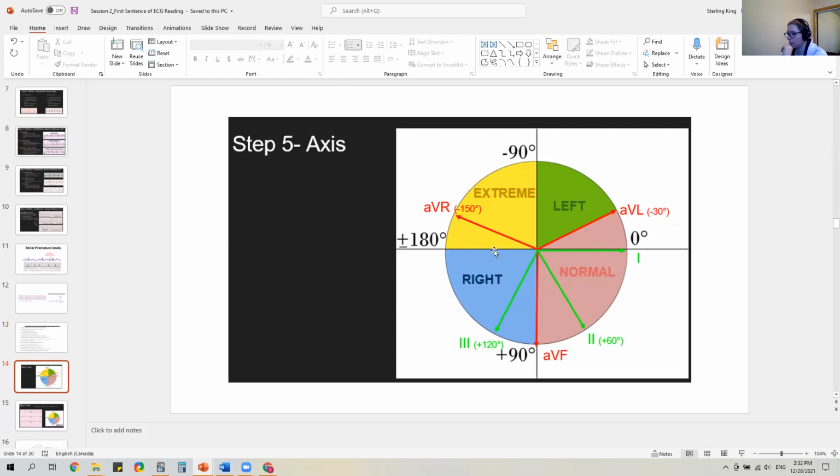And then we have extreme, they say extreme right. I mean, you could say it's extreme left. Anyways, it's extreme. And it's over by AVR, so past -90, somewhere around here.